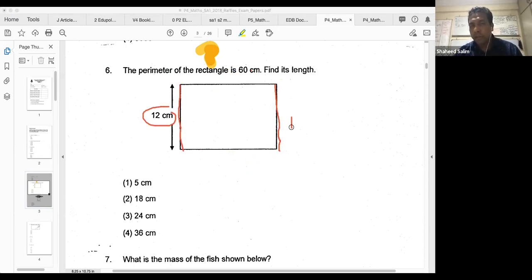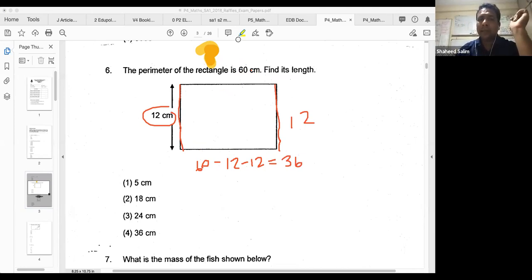So now the perimeter is 60. I take 60 minus 12 minus 12. What do I get? 60 minus 12, I get 48. 48 minus 12, I get 36. What is 36? 36 is this part here, the balance part.